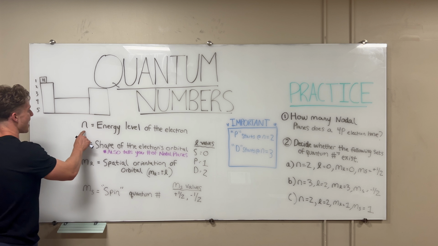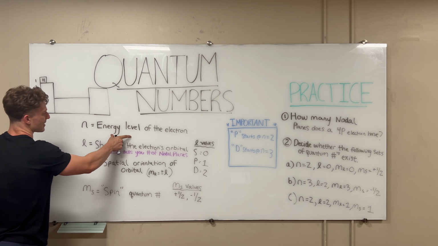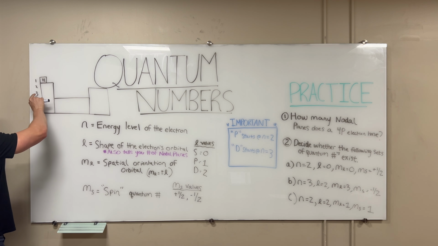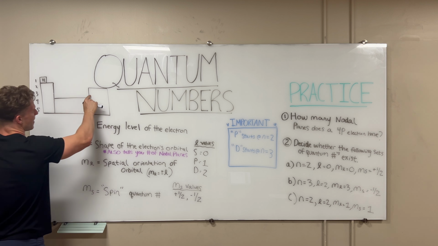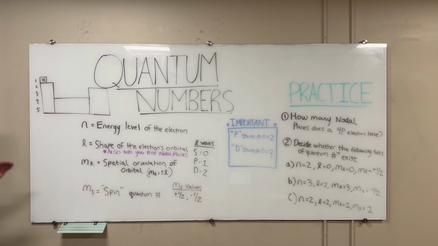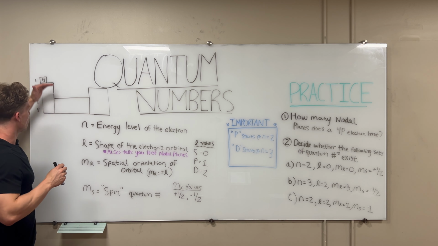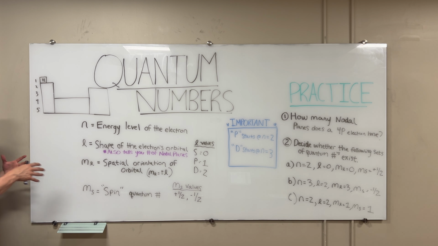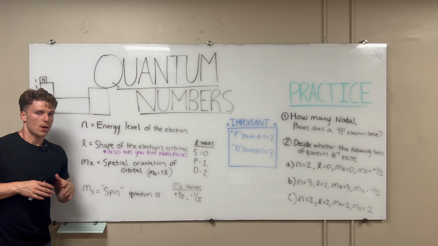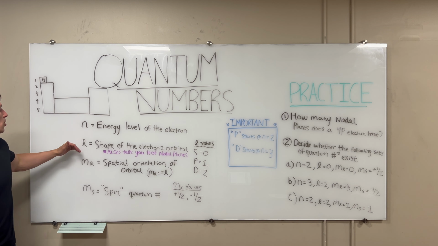Those would have an n of 2, right? That's the second energy level. And in the n equals 3, we'd be in this energy level. So the energy level of an electron is determined by the n value, right? As you move down the periodic table, you keep increasing your n value. Now, the second quantum number is the l quantum number.